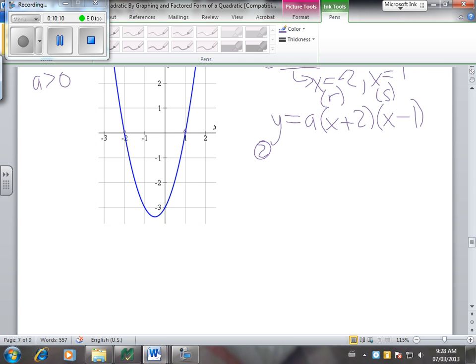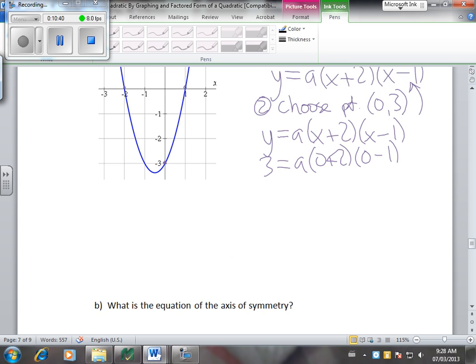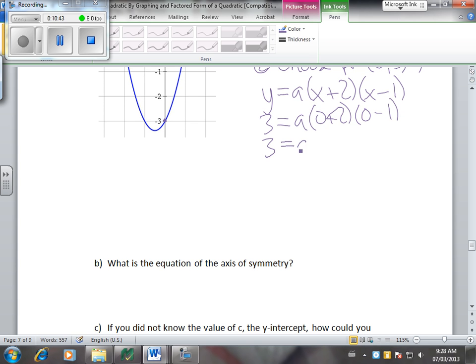So we need a point, the y-intercept. So I'm going to choose the point (0, 3), and I'm going to substitute that into there to find a. So a(x plus 2)(x minus 1), and I'll put 3 equals a(0 plus 2)(0 minus 1). Now 3 equals a times 2 times negative 1, and 3 equals negative 2a.